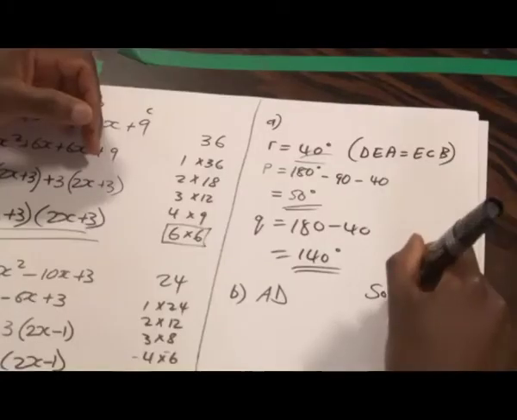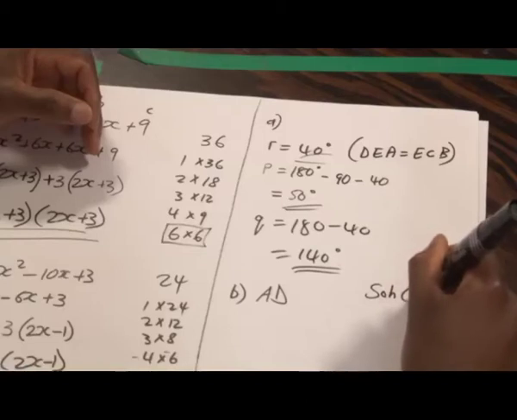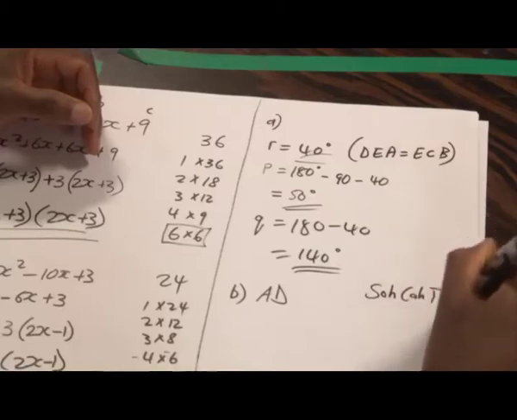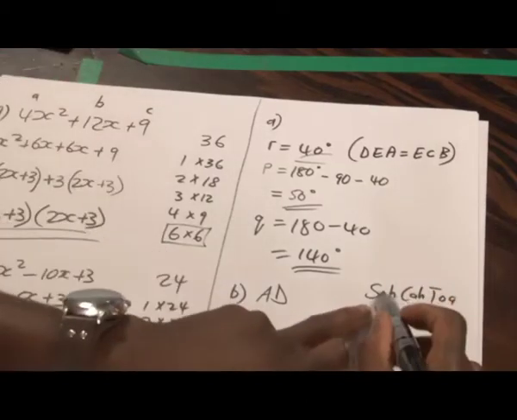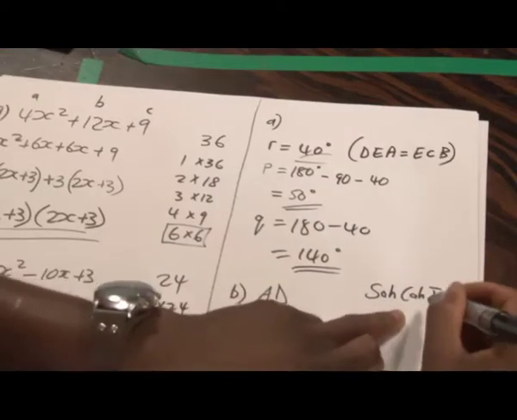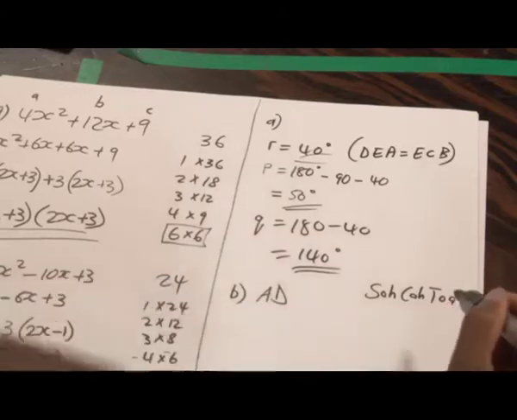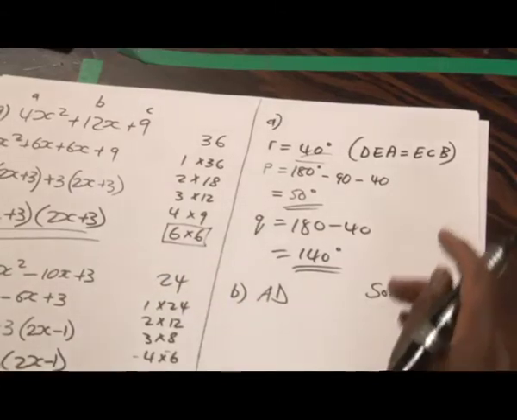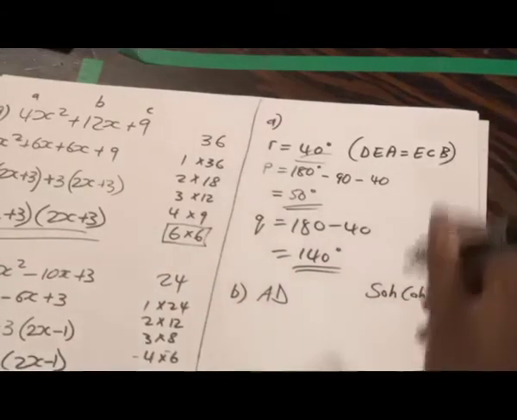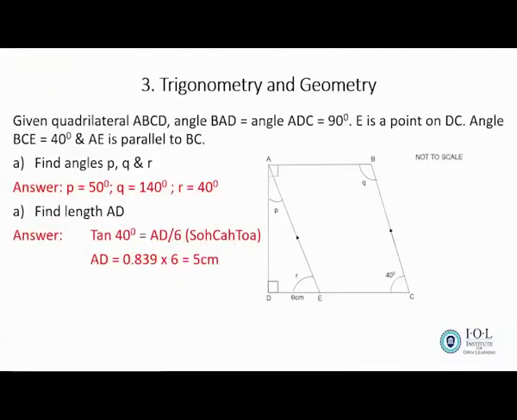SOHCAHTOA, you can always write it there. If you are looking at sine, then sine is opposite over hypotenuse. Cosine is adjacent over hypotenuse. Then tan is opposite over adjacent. In this case, you can draw it. This is what we are looking at.